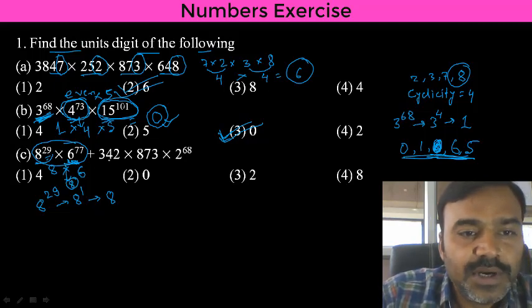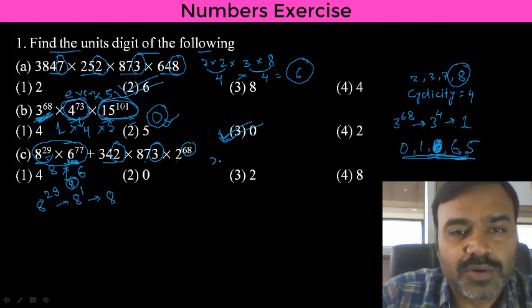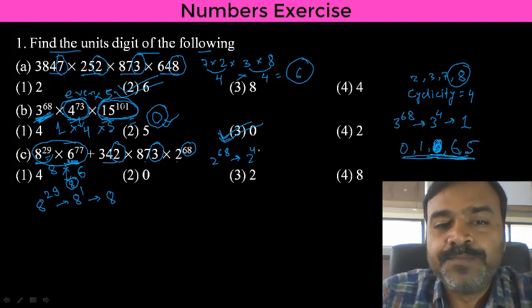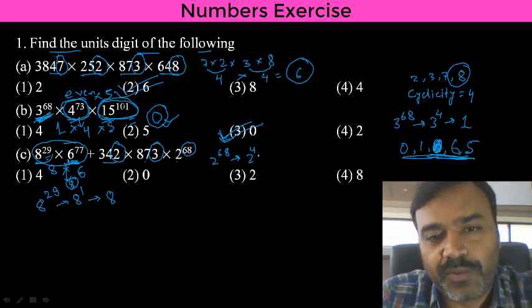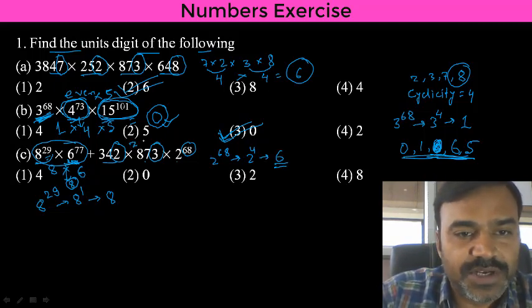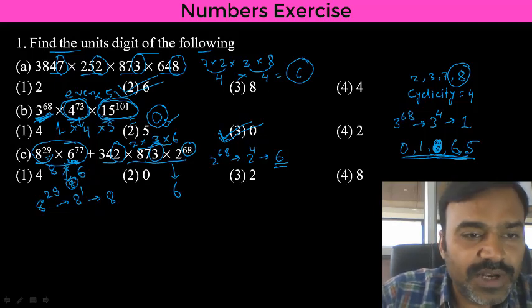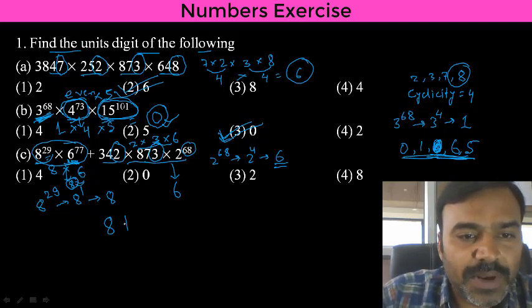Okay. Then 342 unit digit is 2, 873 unit digit is 3, 2 raised to 68. 68 is a multiple of 4. So 2 raised to 68, unit digit will be the same as 2 raised to 4. See, whenever the power is divisible by 4, you take the power 4 only. So 2 raised to 4 is 16. So 6. So unit digit of this product will be 2 into 3 into 6. Now 2 into 3 is 6, 6 into 6 is 36. So unit digit of this entire product is going to be 6. Now we have to take this 8 plus this 6.